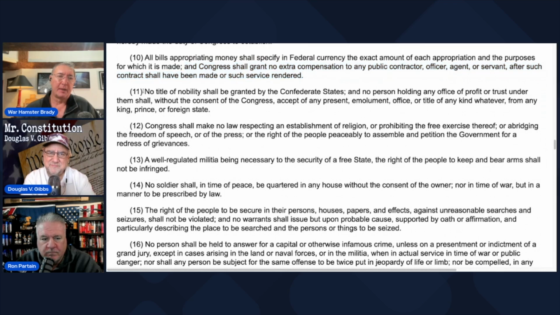Section 11 is verbatim. No title of nobility shall be granted by Confederate states, no person holding any office of profit, and so on. And this is titles of nobility. It is word for word the exact same as in the U.S. Constitution. Well, not only titles of nobility, but also gifts from foreign countries, kings and potentates and all that. They did not want any intrusion by foreign powers into their system.